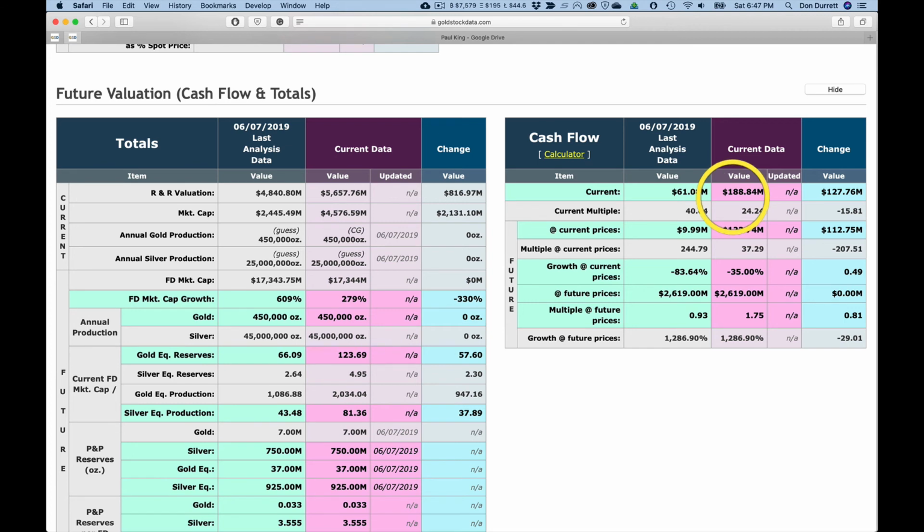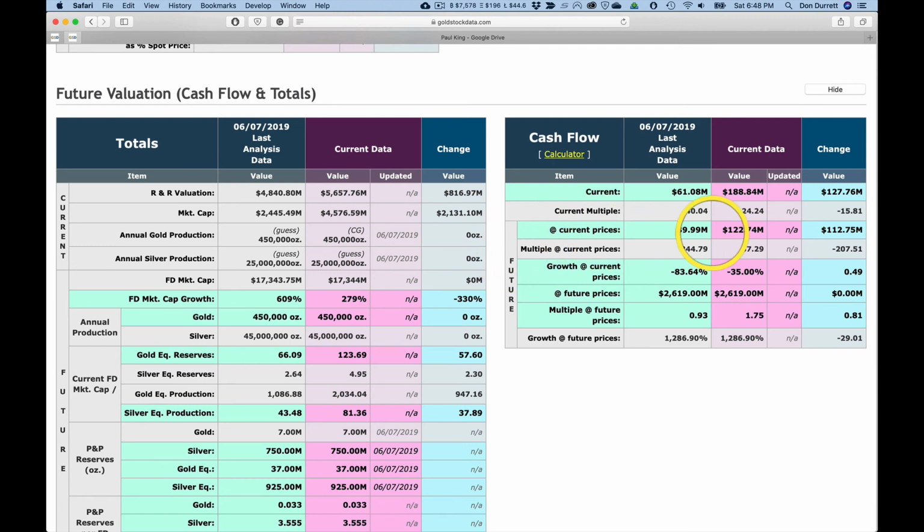You can search in help. It'll show you how that's calculated. This is the current multiple, 24. And then we have our current prices. This is future cash flow at current prices. So if the prices didn't go up, but their reserves and their production went up, this is all they'd have. If prices did nothing, you can see the reason why it goes down is because the costs go up.